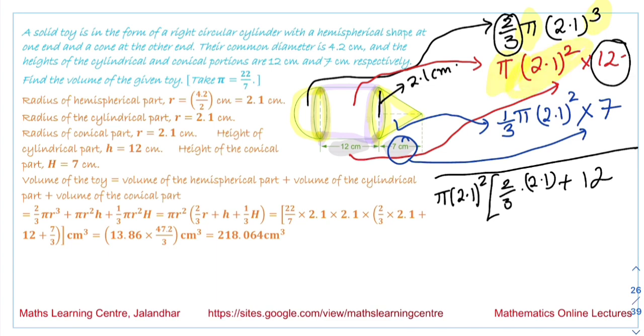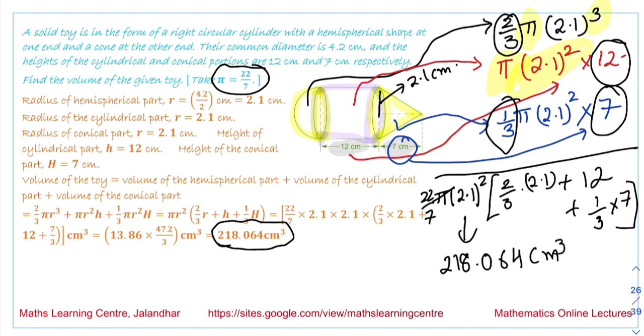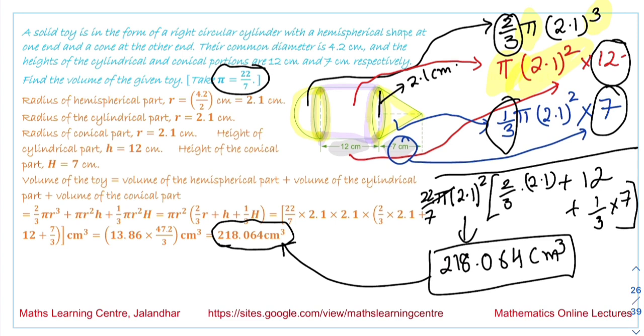From the second term we are left with this 12. From the third term we are left with 1 by 3 into 7. On solving this value, we have to take pi equal to 22 by 7. You have to multiply these values, and you will get the answer 218.064 centimeter cube. So this is the volume of this complete figure.